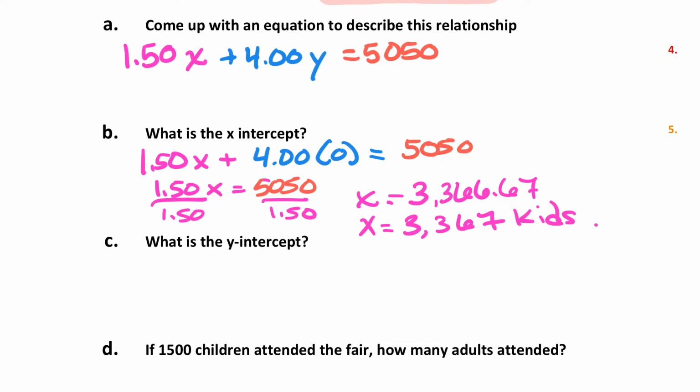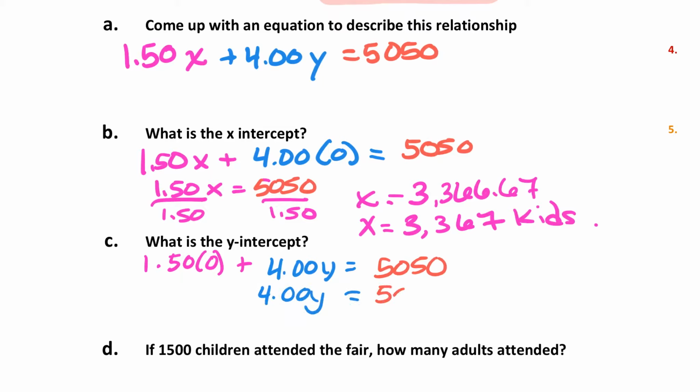So now the question is, what is the y-intercept? Well, we do the exact same thing, but instead of 0 for y, we're going to put a 0 in for x. So 1.50 times 0 plus 4.00y is equal to 5050. Then I get 4.00y is equal to 5050. Now I need to divide each side by 4, and I am left with y is equal to 1,262.5.